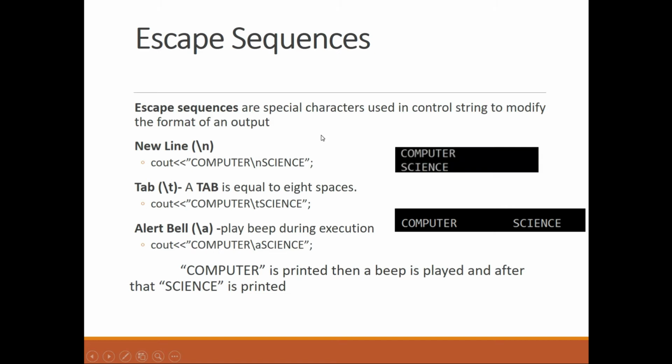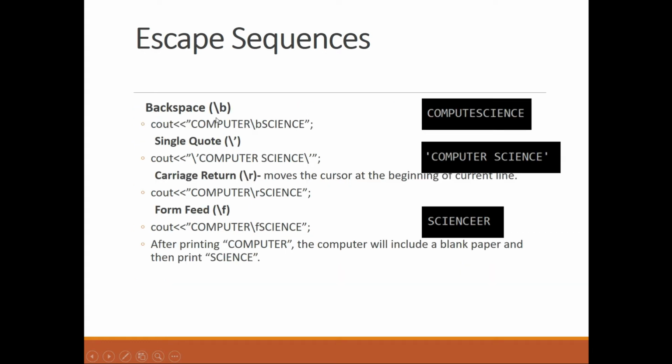You have certain escape sequences, like new line, slash n. If you type slash n like this, it comes to the next line. Science comes to the next line. If you use slash t in between computer and science, you can see some tab space. If you type computer slash a science, computer will be printed first, you will hear a beep sound, and then science will be printed. Similarly, backspace. If you write cout computer slash b science, you can see the display as compute science.